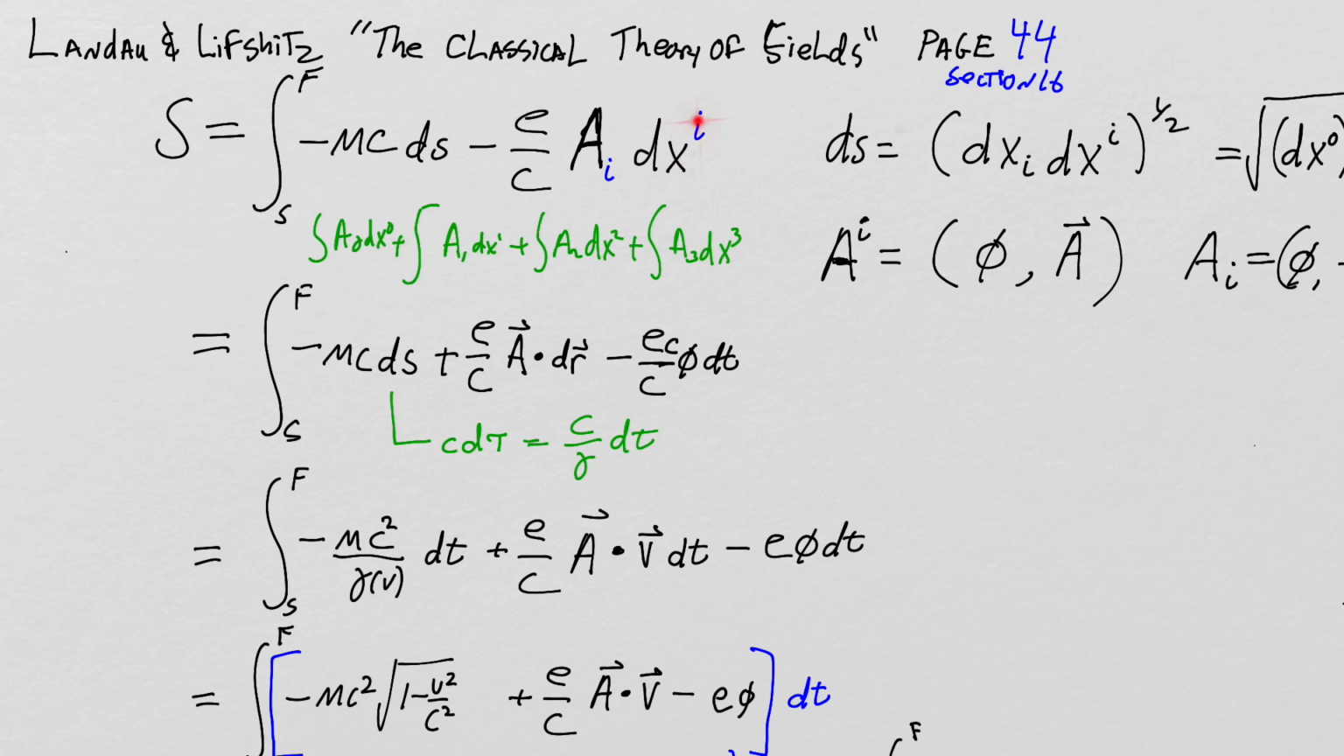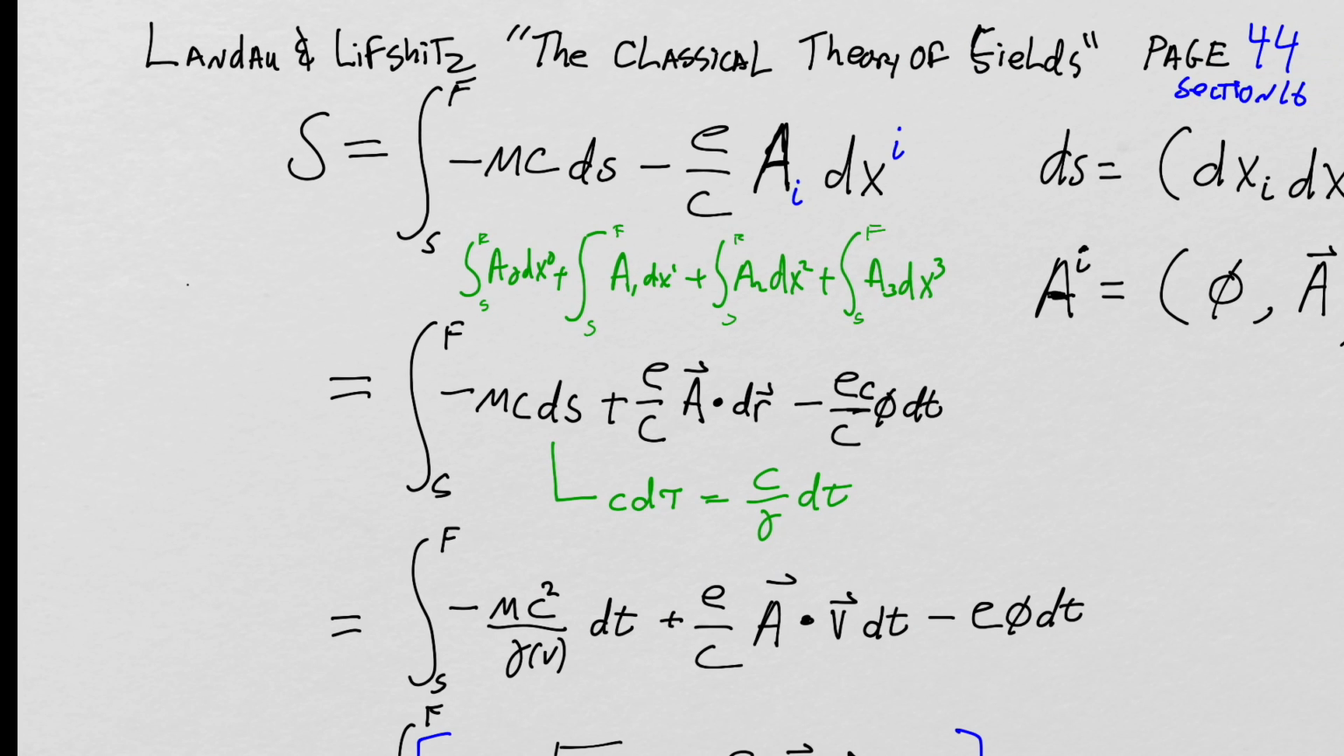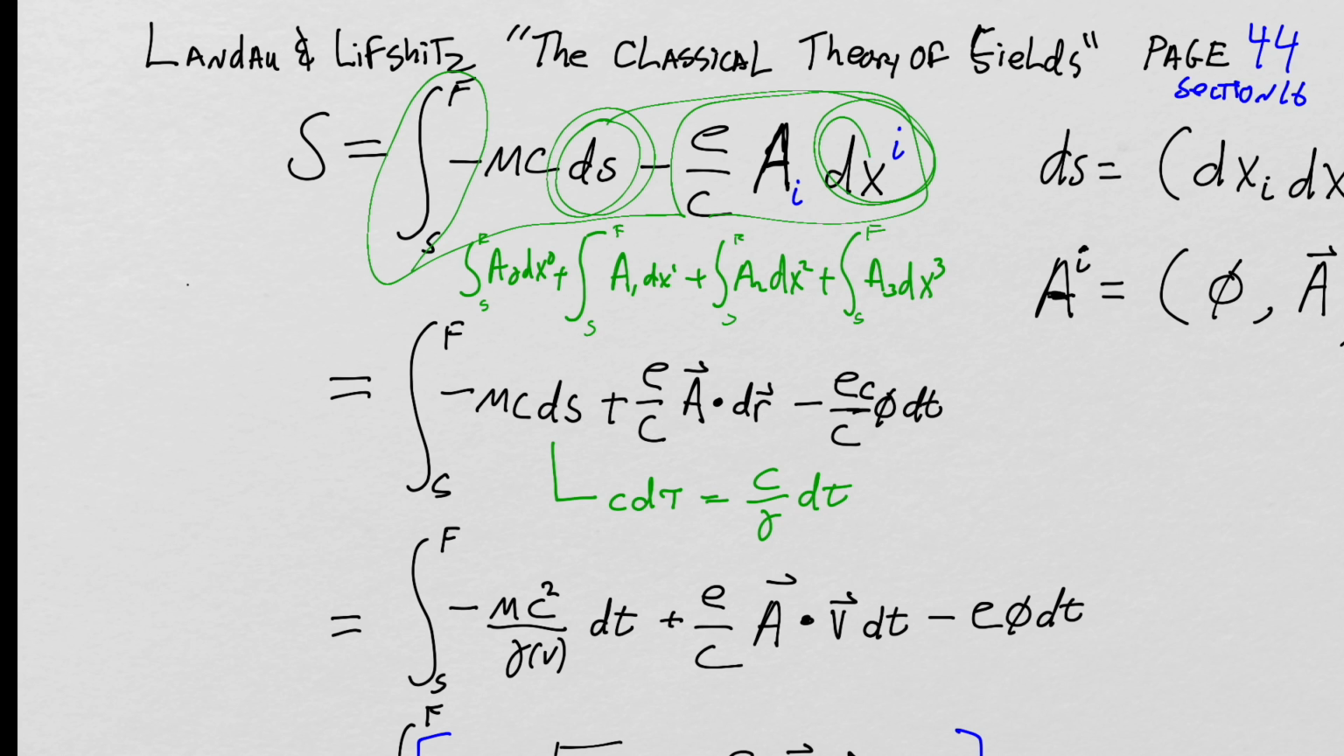First of all, this here can be blown up into an integral of each component, A_0 dx^0, A_1 dx^1, A_2 dx^2, A_3 dx^3, each of these from the start to the finish of the path, right? So that's literally what this green stuff is, what this integral means. So now let's see if we can get a good sense of what the connection is between ds and dx^i.